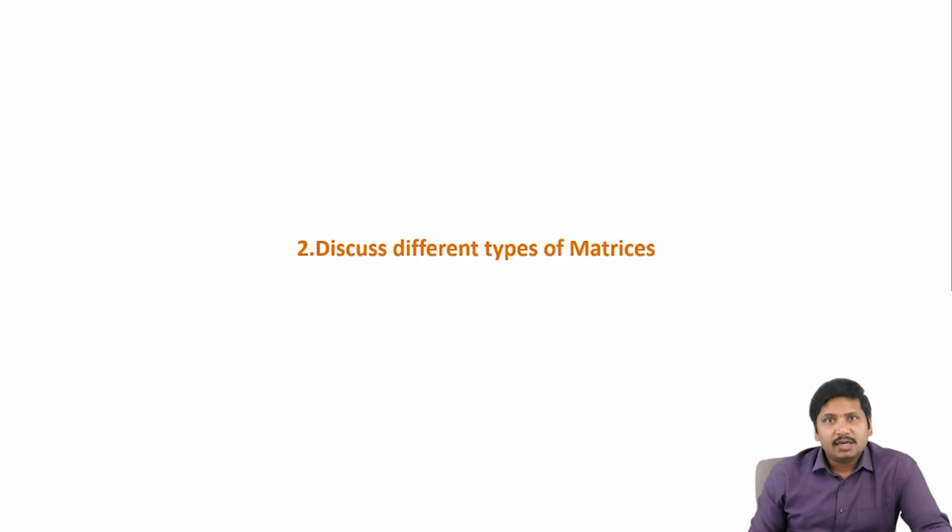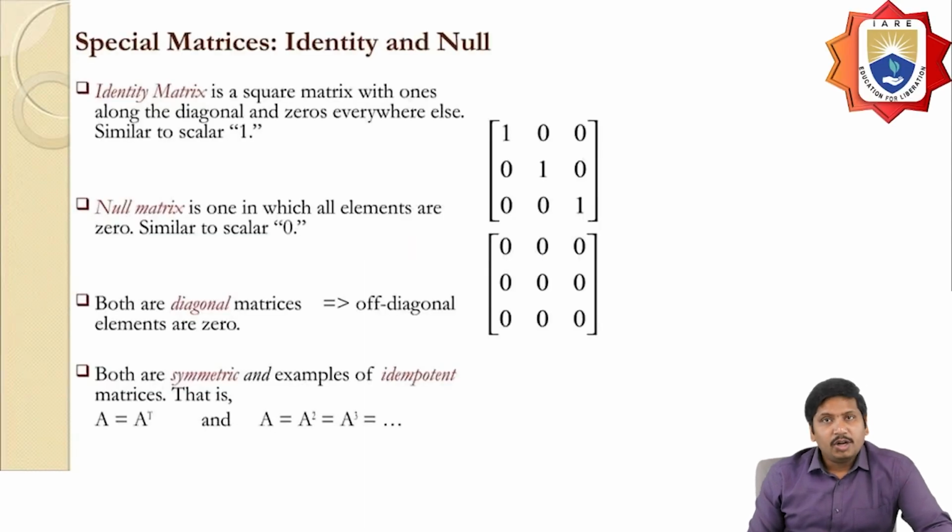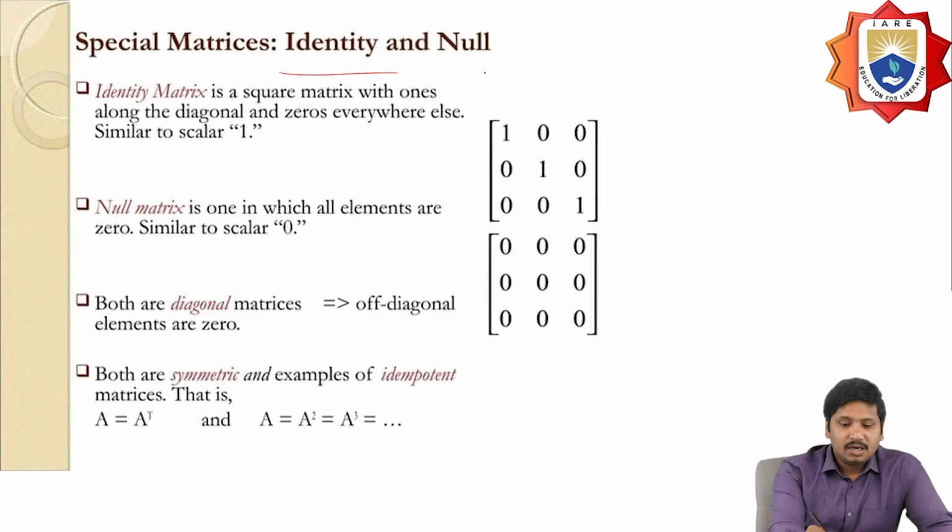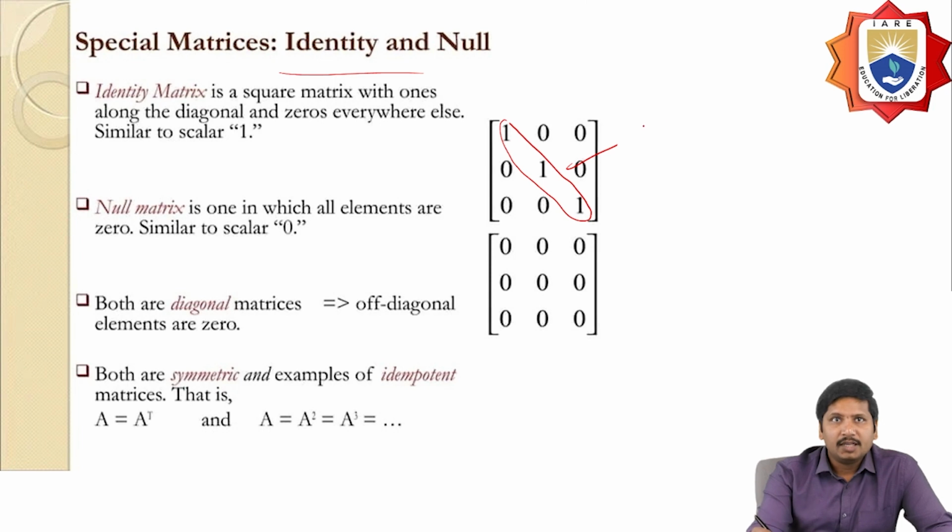Our next question is: what are the different types of matrices? We have different types of matrices like the identity matrix and the null matrix. An identity matrix is a matrix with ones along the diagonal and zeros everywhere else. Identity means that whenever all the diagonal elements are one, it is called an identity matrix.